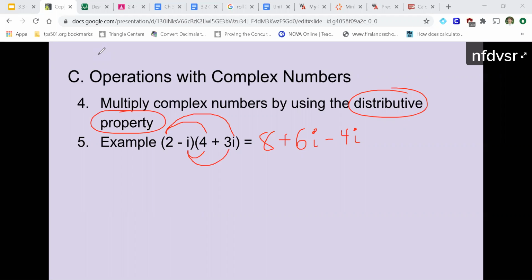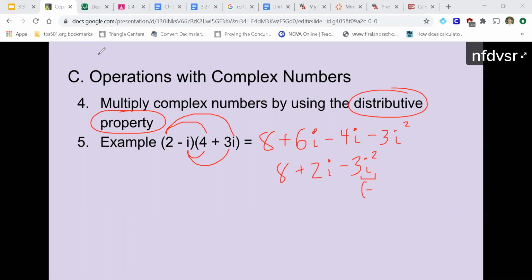And then negative i times 3i, which is negative 3i squared. All right, most people get that line and they do pretty good. You've got to watch your negatives, right? The next line, I do get a lot of oopsies, or I'll get a lot of answers that look like this: 8 plus 2i minus 3i squared, and then they'll be like, I'm done. You're not done.